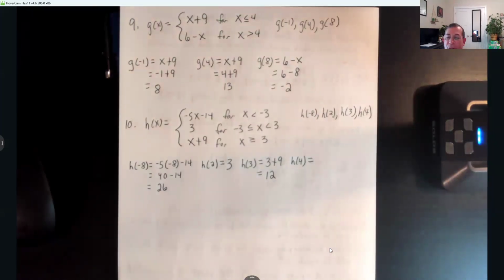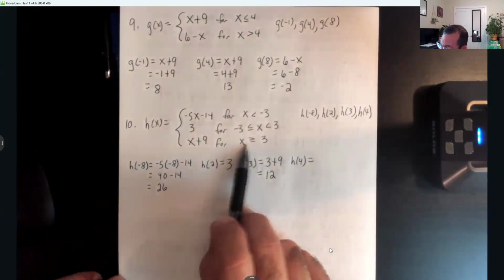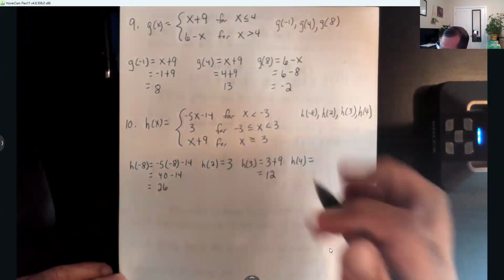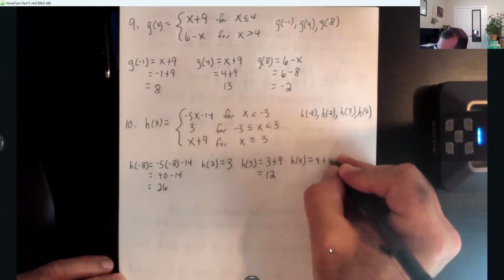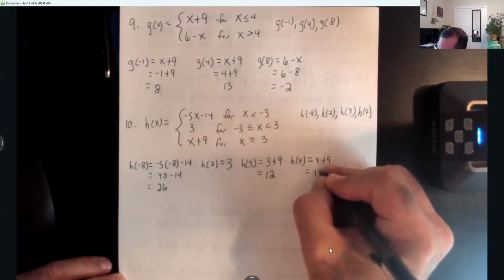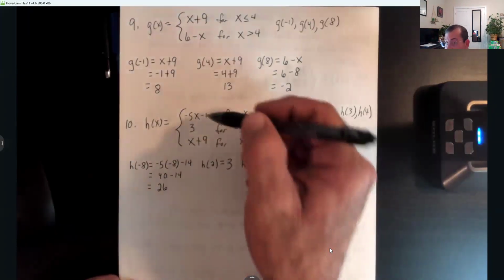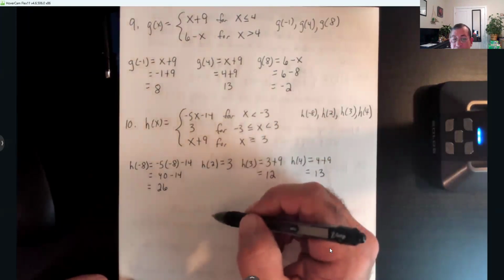So for h of 4, which equation? So what y'all got? X plus 9 again? Yep, because it looks like anything bigger than 3 and equal to it, I'm using that equation. So that'll be a 4 plus 9, and that'll give us 13. So those ain't bad, and they usually go in order through the equations, okay?